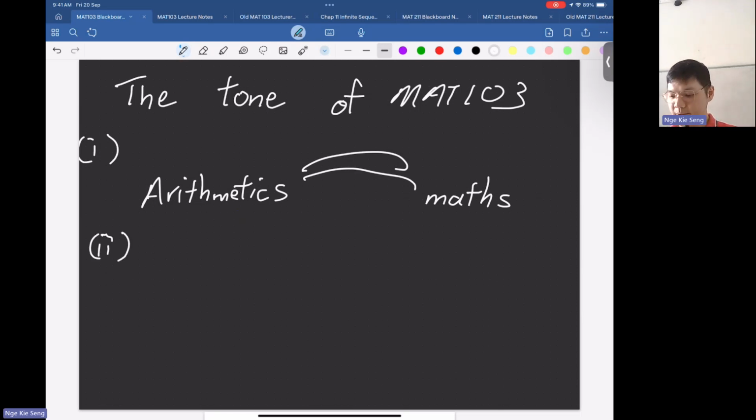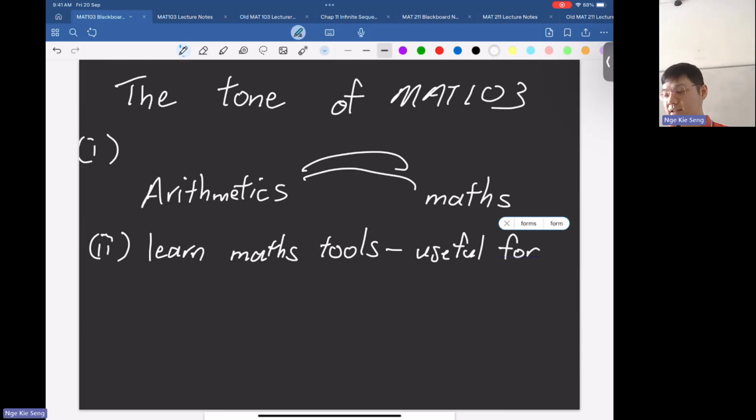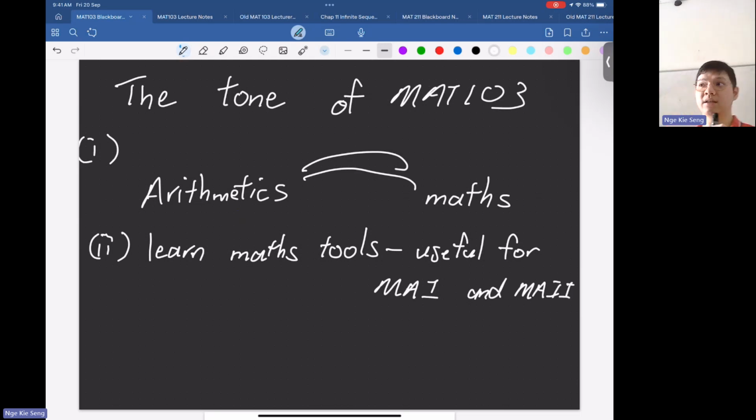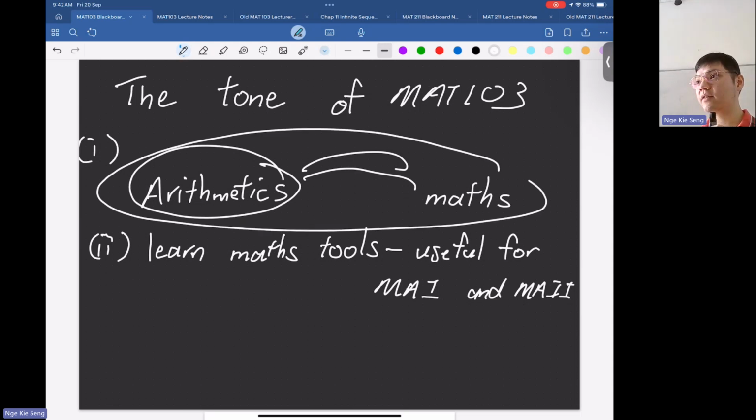Second, the most important thing in this class is you learn a lot of maths tools. These maths tools will be useful for proving later, in MA1 and MA2. These are the two major core courses you need to take in your second year. So you learn the math tools first. In this class, you learn how to calculate. In the future classes, you learn how to prove, because when you prove, you need to know how to calculate. Remember last time what I said? Arithmetic is a subset of mathematics.